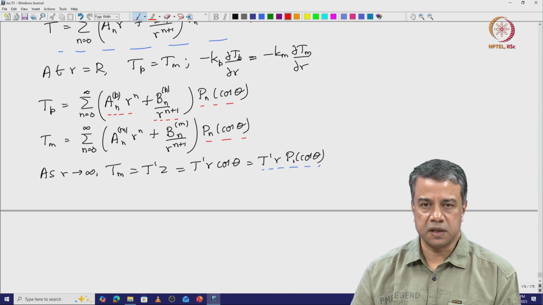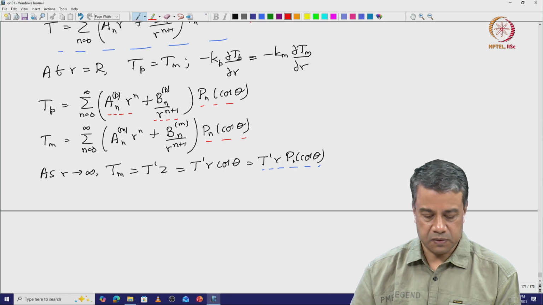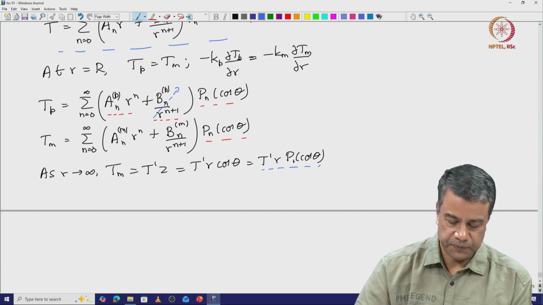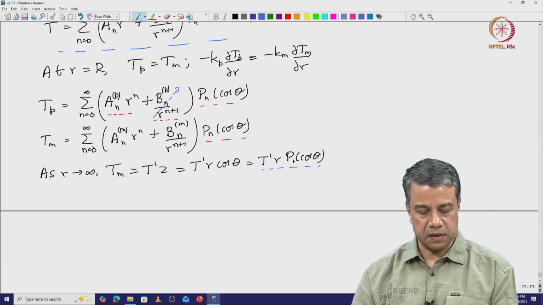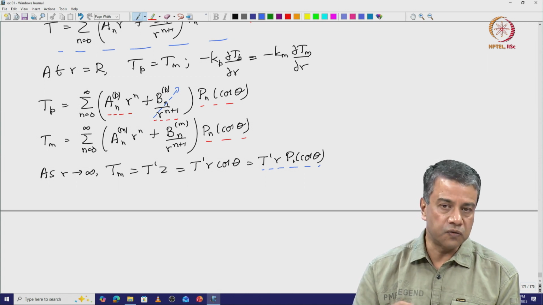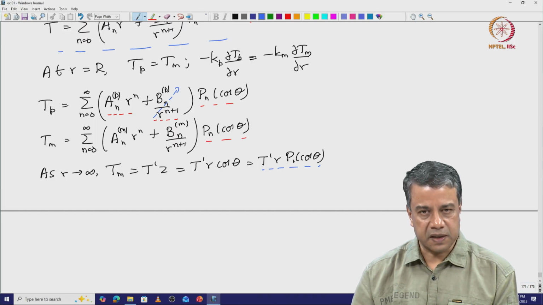The temperature has to be finite at the origin for the particle phase. So, obviously this term in the particle has to go to 0. In the particle, the decaying harmonics have to go to 0 because they are infinite at the origin. Therefore, their coefficient has to be 0. What about in the matrix?